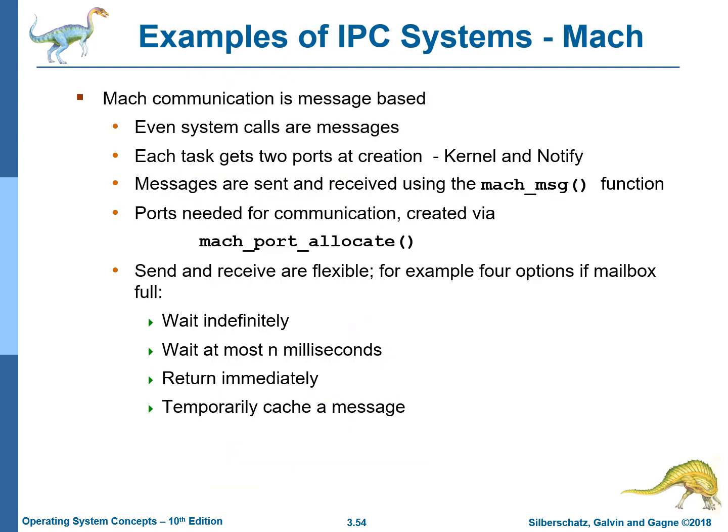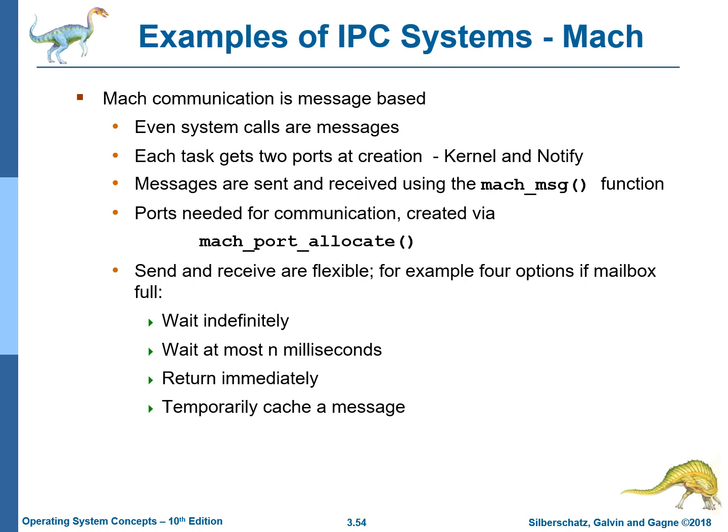So here are the examples of inter-process communication systems, Mach. Mach communication is message-based. Even system calls are messages. Each task gets two ports at creation, kernel and notify. Messages are sent and received using the mach_msg function, and ports are needed for communication and are created via mach_port_allocate. Send and receive are flexible.